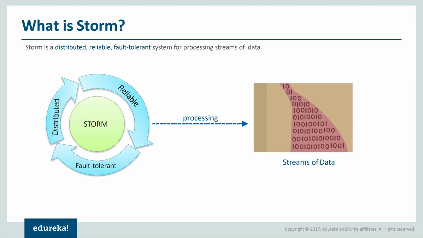Alright guys, now that we have seen what is batch processing and what is real-time processing, let's see what is Storm and how does it fit in. As the definition says, Storm is a distributed, reliable, and fault-tolerant system for processing streams of data. So anytime you need to process your real-time streams to produce meaningful data within a sub-second latency, Storm is your guy. To understand Storm, let's take a simple analogy.